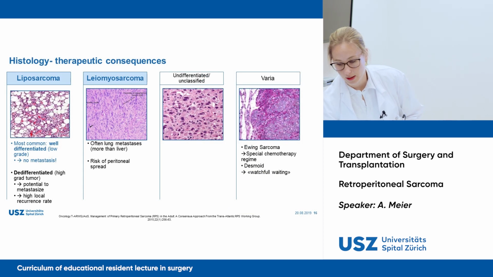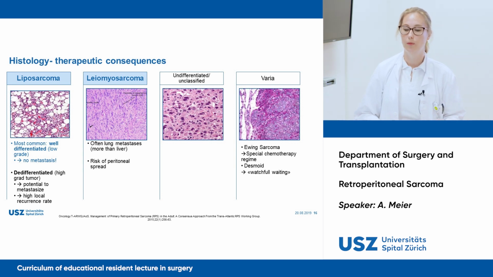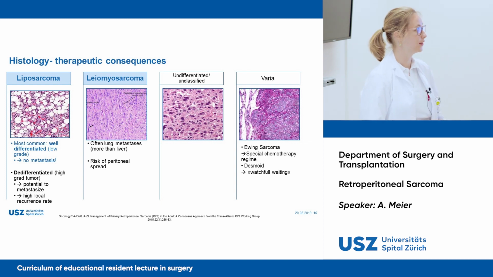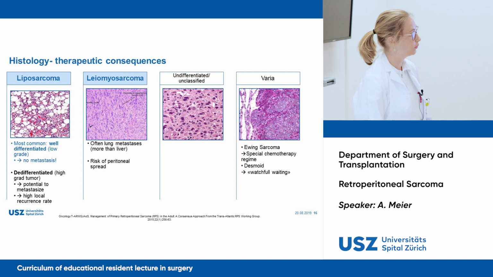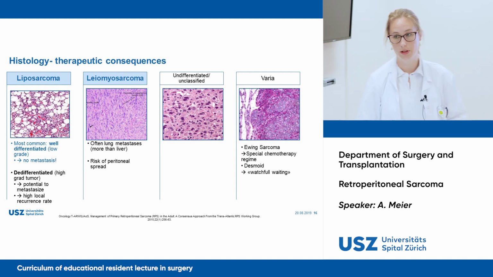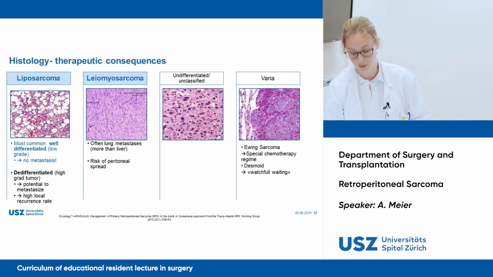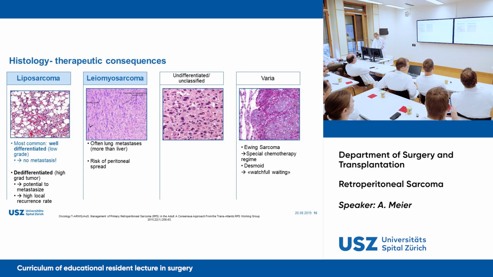The therapeutic consequences coming up with this: the liposarcoma, I told you already, we have well differentiated, a low grade, and there is no metastasis in this part. They don't metastasize. And we have the dedifferentiated, the high-grade tumor. They have the potential to metastasize, and they have a high local recurrence rate. The leiomyosarcomas often have lung metastasis, more than liver, and they have the risk to spread peritoneally.